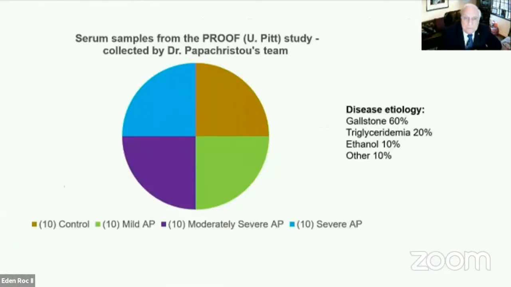The next characteristic of those samples is that we had different etiologies from this group of samples from Dr. Papachristou. And the graphic just shows that we had equal numbers of patients from control, mild acute, moderately acute, and severe acute pancreatitis. The different disease etiologies were gallstone, hypertriglyceridemia, ethanol abuse associated pancreatitis, and other forms.